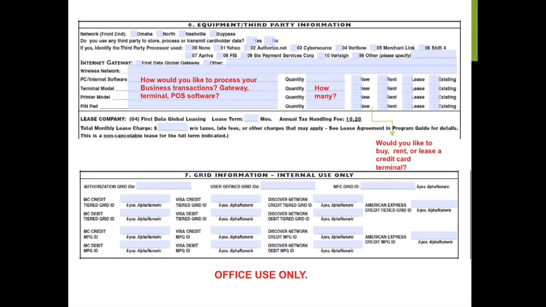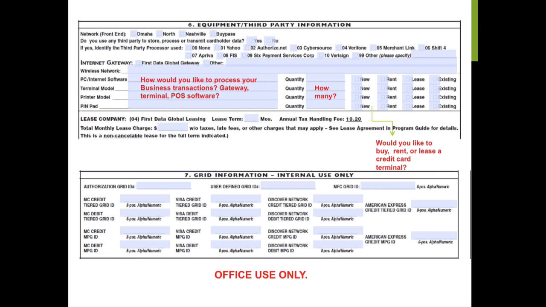Or if the merchant is using an internet gateway, then please specify. Here we have First Data's own global gateway. Or select Other if the merchant is using gateways such as Authorize.net, USA ePay, or e-processing network. Underneath, we have wireless network, PC/internet software, terminal model, printer model, or the PIN pad.